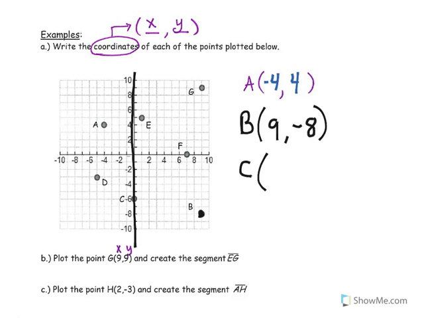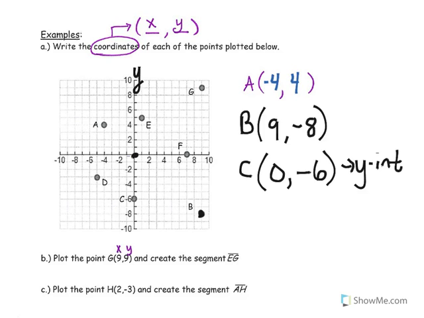C, notice that's actually lying on my axis here, on the y-axis. When I'm counting from the origin, that's always where we start when we're plotting points. I didn't move left or right, so that first x-coordinate is going to be a 0. But then I did go down 6, so it's going to be a negative 6. Maybe you remember from Algebra 1, that's actually called your y-intercept.